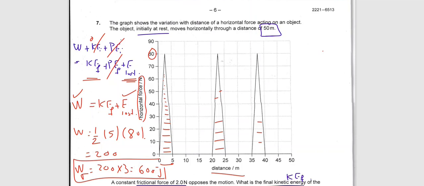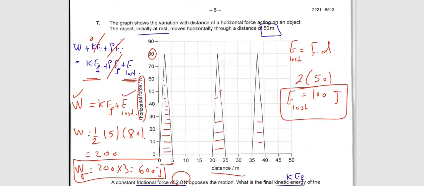Now we need to find the energy lost due to friction. Energy lost due to friction will equal force times distance times cosine of the angle between them. The value of the friction force is 2 Newton. The total distance is 50. 2 times 50 will be 100 joule. This is the energy loss. No need to put a negative sign, just calculate the value. Now I need the kinetic energy.